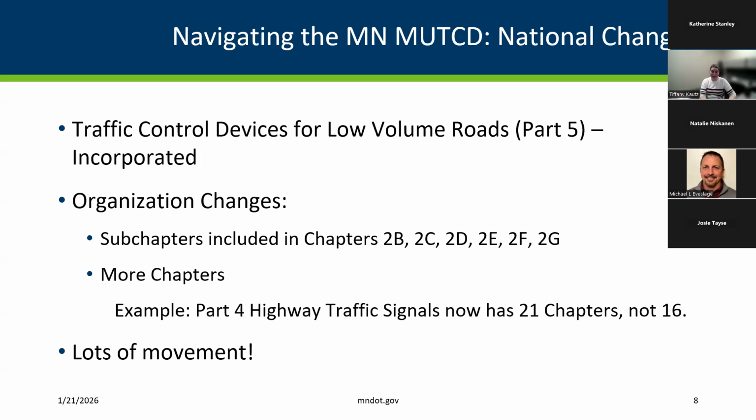And just there's a lot more chapters in the National MUTCD. Over 300 pages were added to the document. So for example, in Part 4, which is for highway traffic signals, there used to be 16 chapters. Now there's 21. They almost completed the entire alphabet.